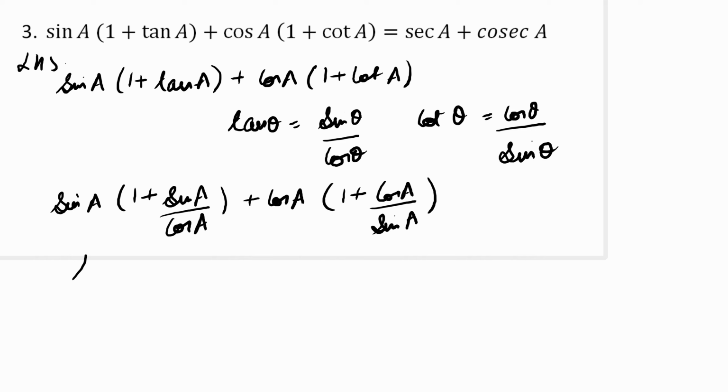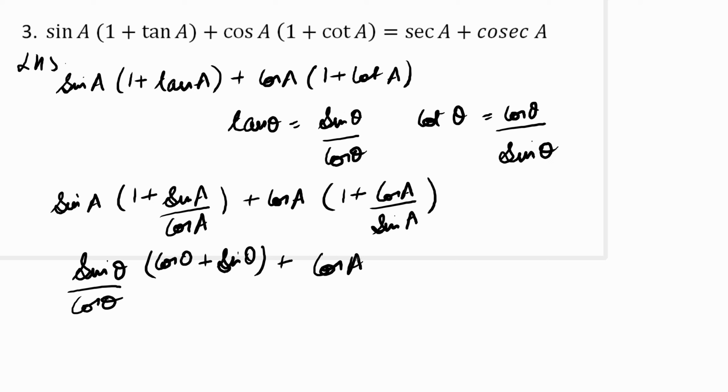Now what will happen is, we will add this, and then over here it is cos theta plus sin theta, and the denominator will come down as cos theta. Here it will be cos A. I have written theta everywhere. Let me remove this.